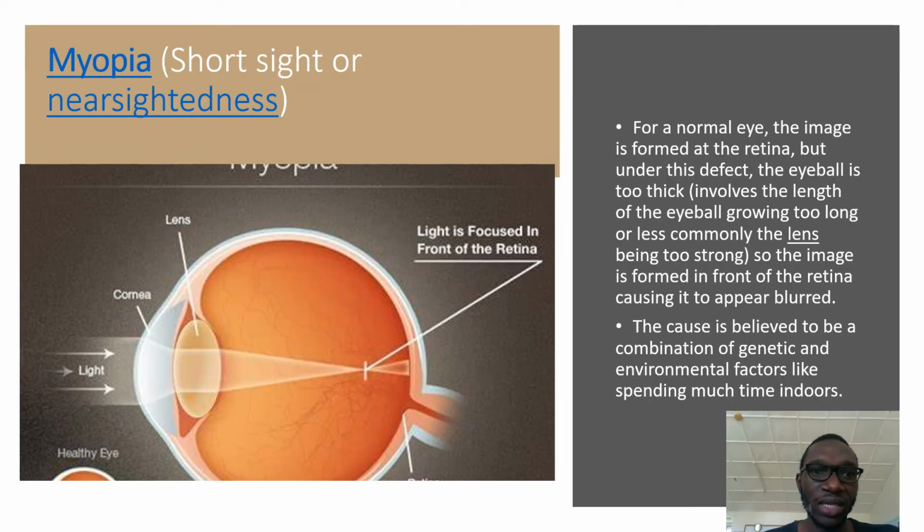Let's look at the first eye defect, and this is myopia, which is the same as short sight or near-sightedness. As the name sounds, you can see clearly objects which are near you, but those which are far away from you, you cannot see them clearly.